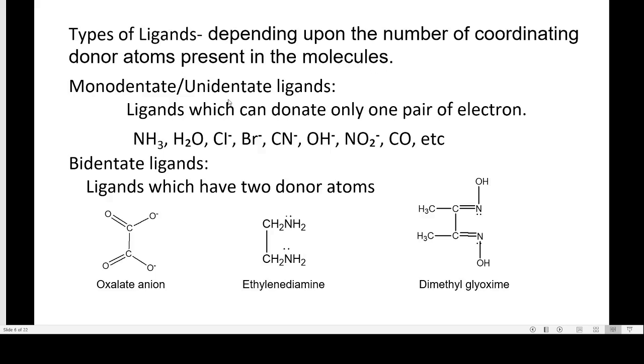Coming to types of ligands, depending upon the number of coordinating donor atoms present in the molecule, they are classified as monodentate ligands, bidentate ligands and polydentate ligands. Ligands which can donate only one pair of electrons are monodentate ligands. Those which can donate two pairs of electrons, or which possess two donor atoms, are bidentate ligands. Monodentate ligands may be either neutral molecules or ions. Oxalate anion, ethylene diamine and dimethyl glyoxime are examples of bidentate ligands.